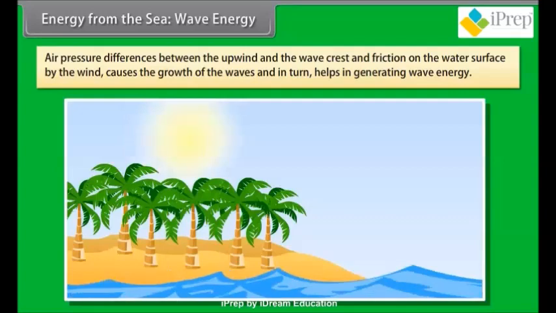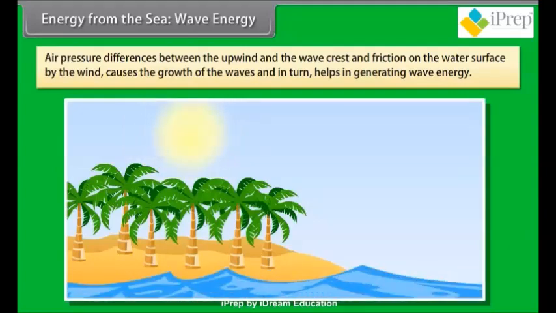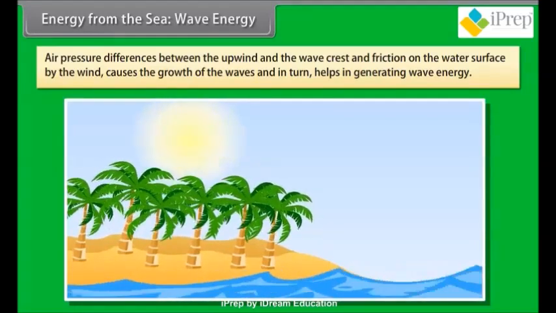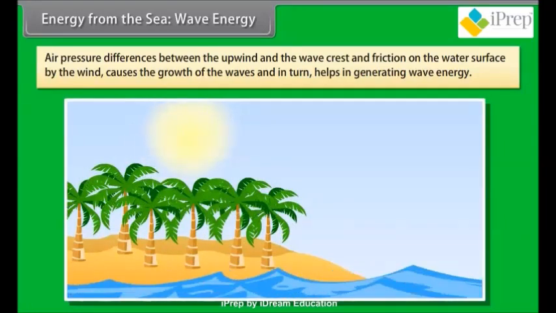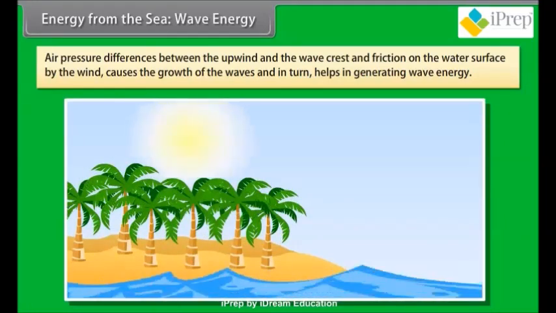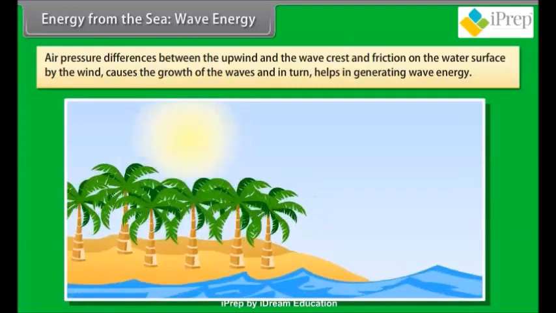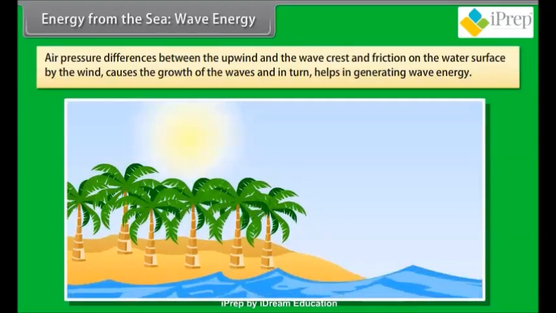Both air pressure differences between the upwind and the wave crest, as well as friction on the water surface by the wind, make the water undergo shear stress that causes the growth of the waves and in turn helps in generating wave energy.